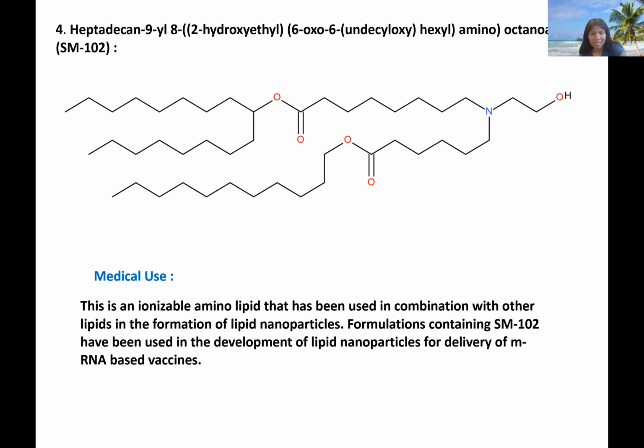So what is the medical use? This is used to form a lipid nanoparticle. So lipid nanoparticle is also used as a drug delivery carrier. It is that nano carrier which helps to carry the drug within our cells. Okay, so these are the four lipids, that is the chemical components of Moderna.